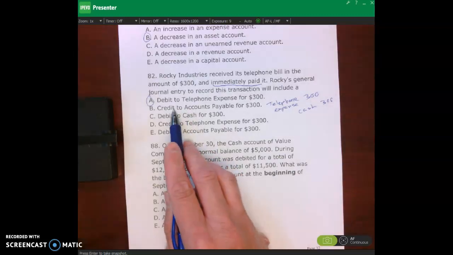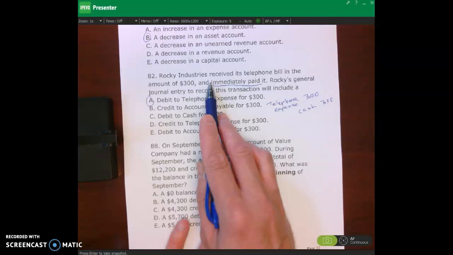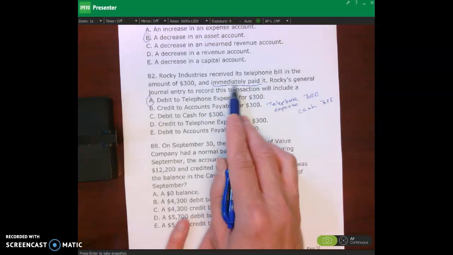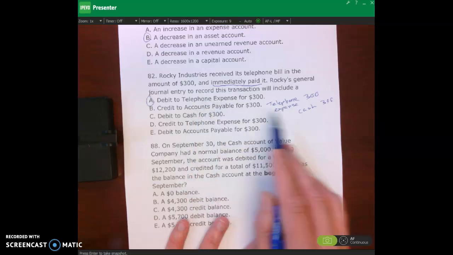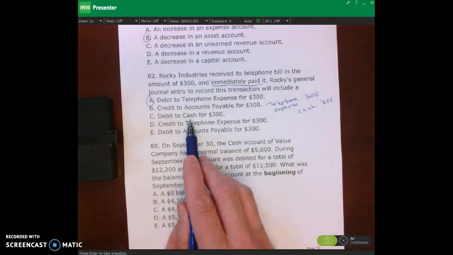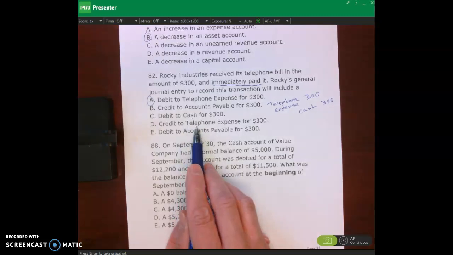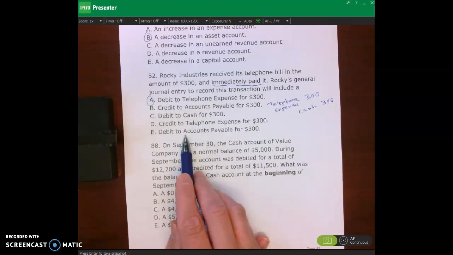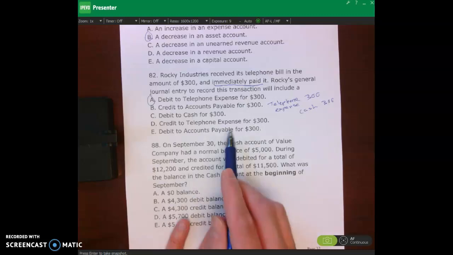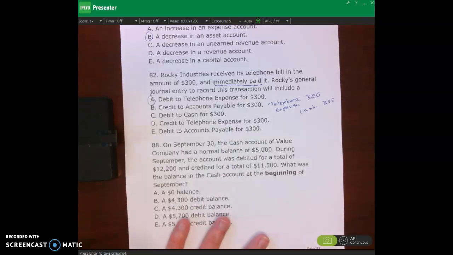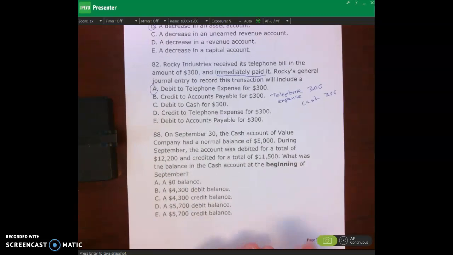If it said credit to accounts payable, that would say I received the telephone bill and decided to pay it later. That would be debit telephone expense, credit accounts payable. Debit to cash means cash is going up, so that doesn't make sense. Credit to telephone expense would mean the expense is going down. That's not true. Debit to accounts payable means we paid off the accounts payable, and that's not what's happening either. Okay?